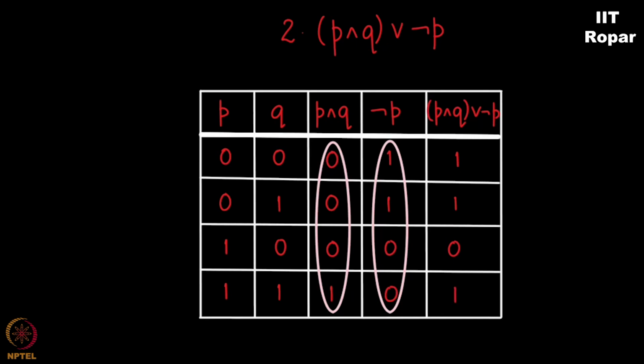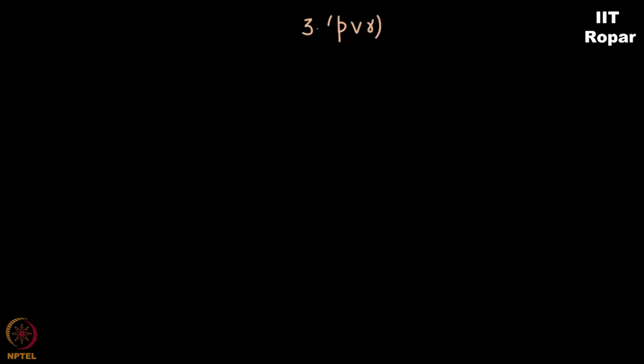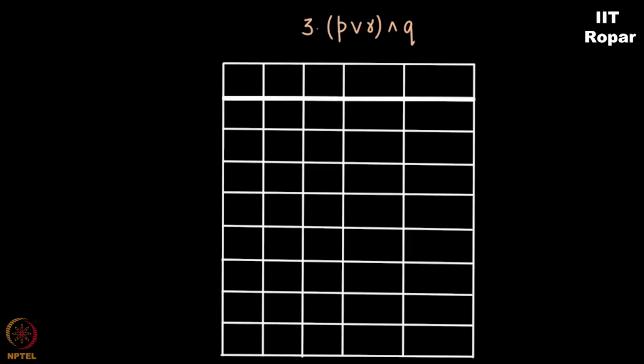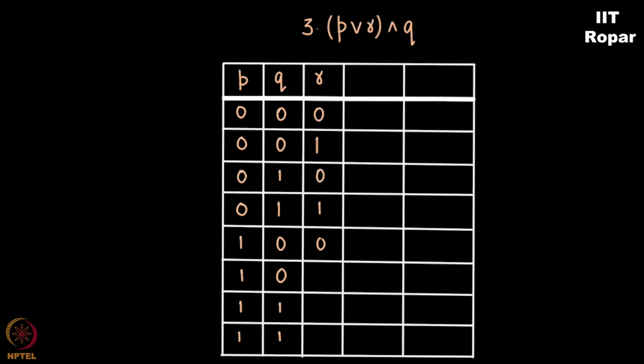Let us now write the truth table for (P or R) and Q. How does it look like? Now you have three variables, which means you should first write P, Q, R and fill the entries with all possible zeros and ones. So what do we do? P will have 4 zeros, 4 ones. Q will have 2 zeros, 2 ones, 2 zeros, 2 ones, and R will have alternate 0 and 1 like this. Correct? This is the way in which you write all possible 3-digit binary numbers, if you know what I mean. Think about it.